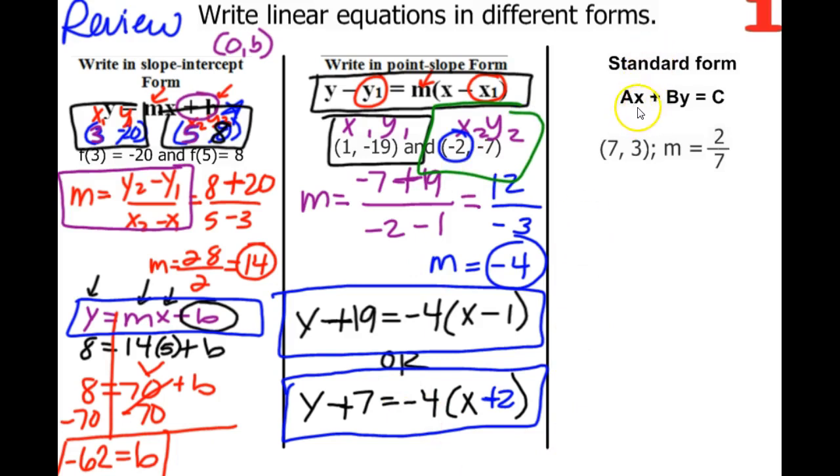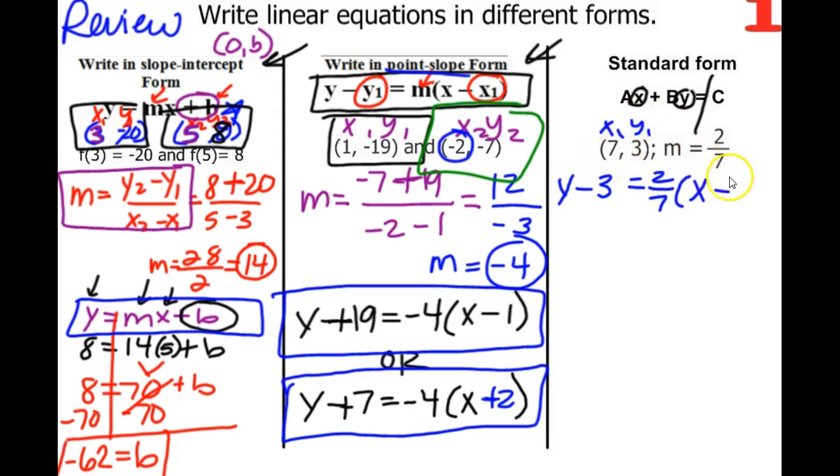So the last form is called standard form, but we can't just write an equation in standard form. We can start with point-slope form or slope-intercept form and solve to get x and y on the same side of the equal sign. I have a point and a slope, so I'm going to start with point-slope form. y minus y1, which is 3, equals our slope, 2/7, and then x minus x1, which is 7.